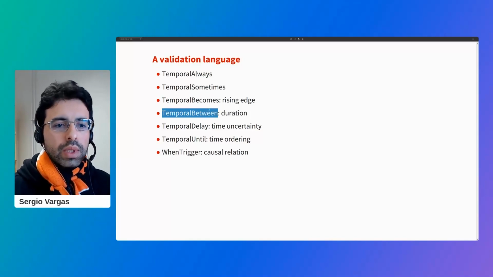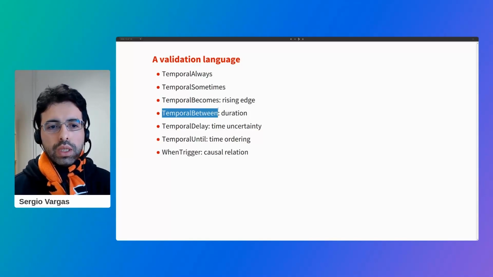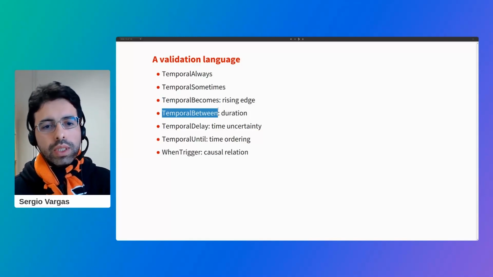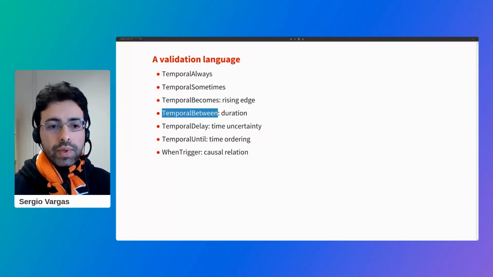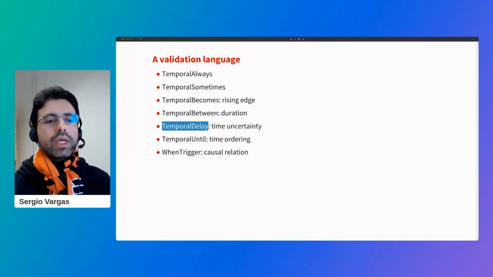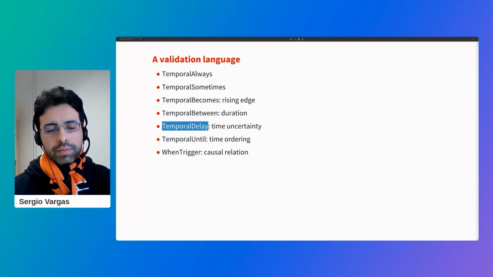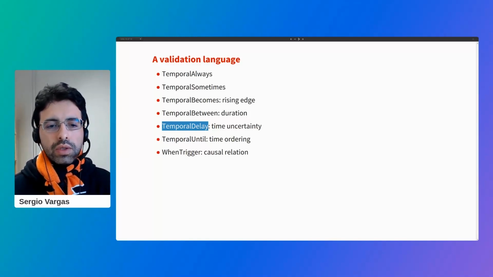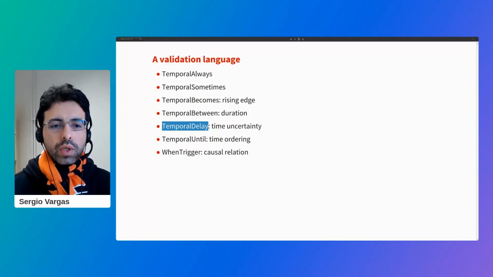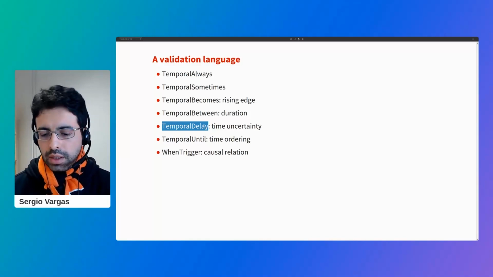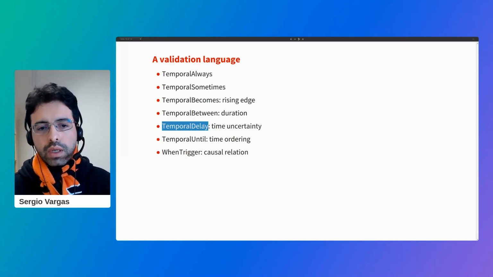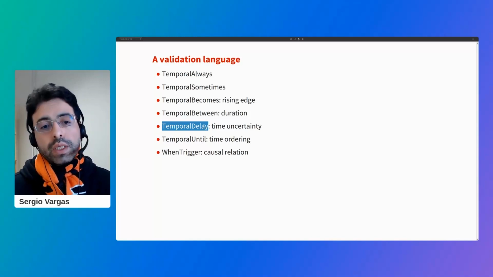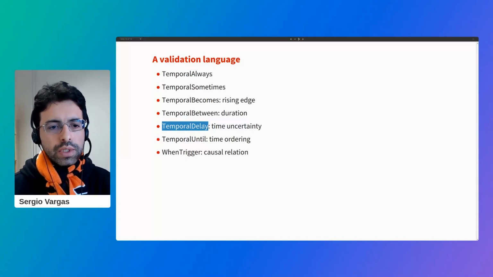Temporal between, you're going to be able to use it when you want something to be true for a specific duration of time. Maybe you want a minimal duration, maybe you want a maximum duration, maybe you want both. Temporal delay, so it's going to allow you to cover precisely the cases in which you have some time uncertainty. So maybe your system is just a little bit slow. You want to specify that in your requirement. Maybe you want to specify that something must happen 5 seconds later, or something must happen up to 5 seconds later. We load all of this language into the functionality.